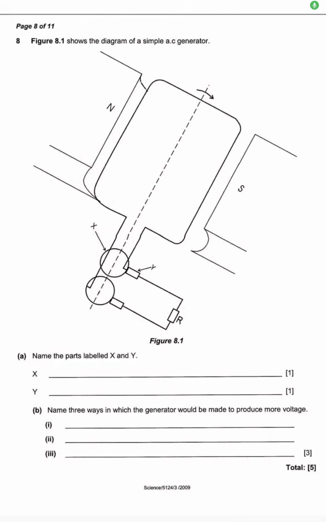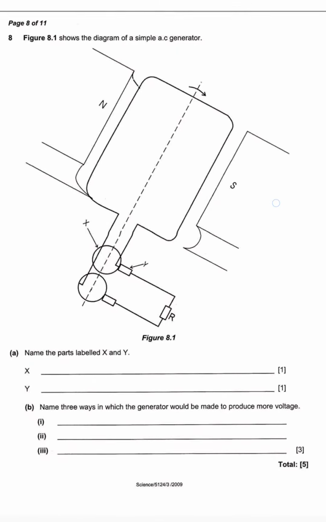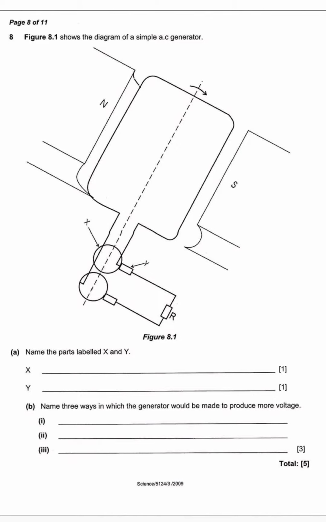We have a question here that says, figure 8.1 shows the diagram of a simple AC generator. You can see the diagram properly, can't you? Okay, then it says you can see that there are parts labeled X and Y, and these are two magnets, the north pole there and the south pole, and then we have the resistor here, and we can see the direction of rotation. Name the parts labeled X and Y.